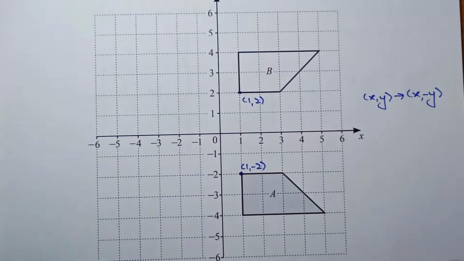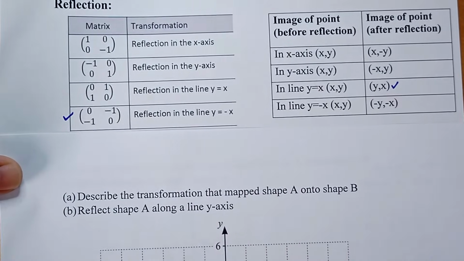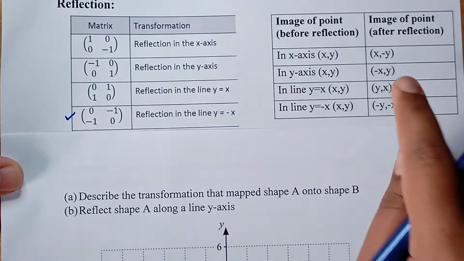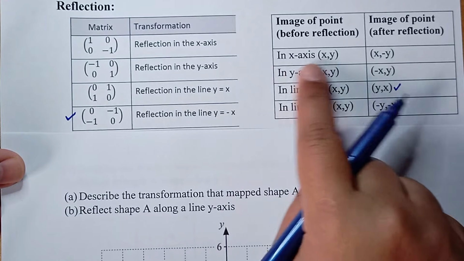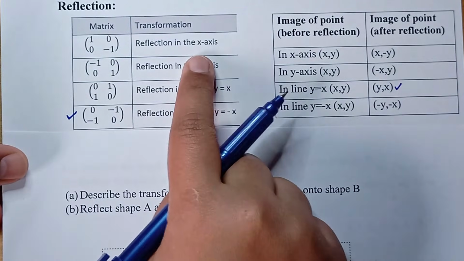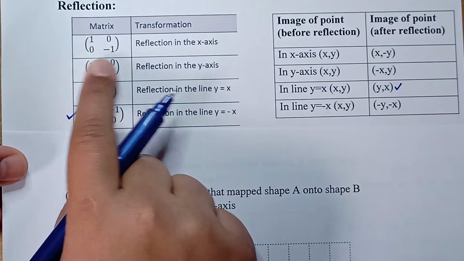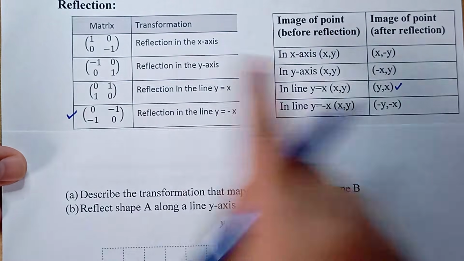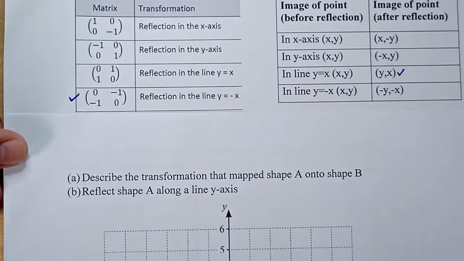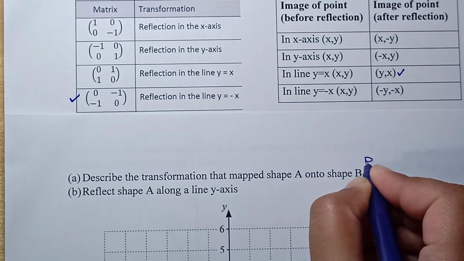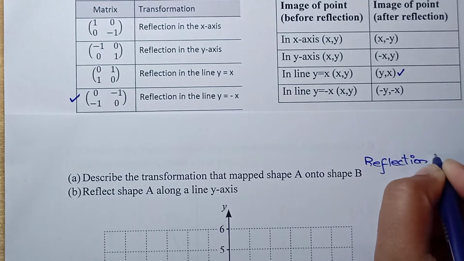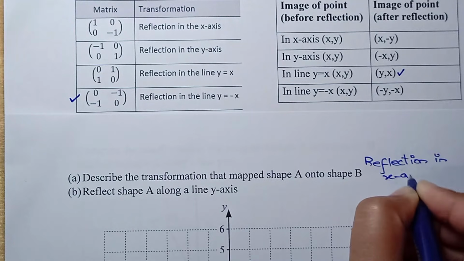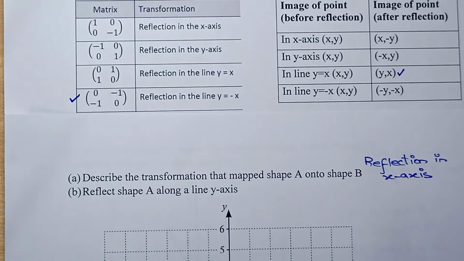Now let's see in the coordinate system what type of reflection this is. As you can see, (x, y) changes to (x, -y), so it is a reflection along the x-axis, and the matrix representing this reflection is 1, 0, 0, -1. So it is a reflection in the x-axis.